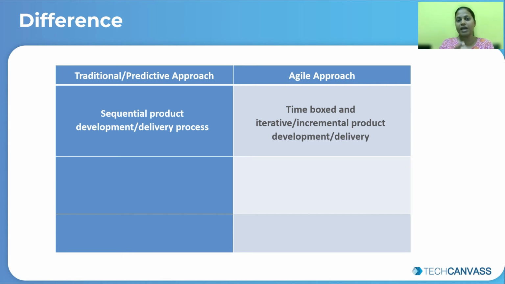But if I take the same example for agile, what you'll do is create, say, a bare skeleton of the house, and then with every iteration you are strengthening that bare skeleton and adding more and more features.